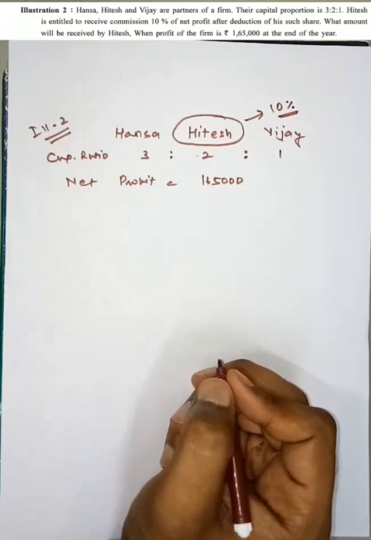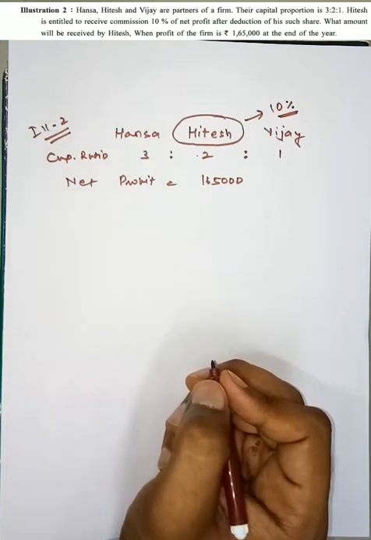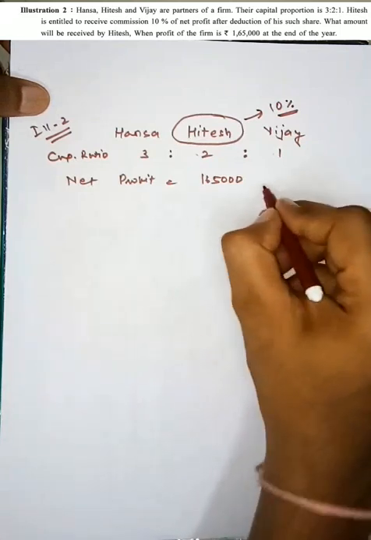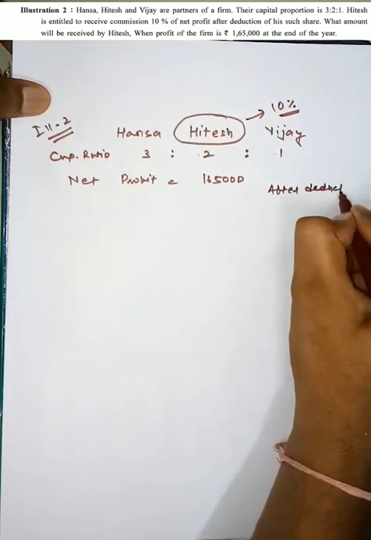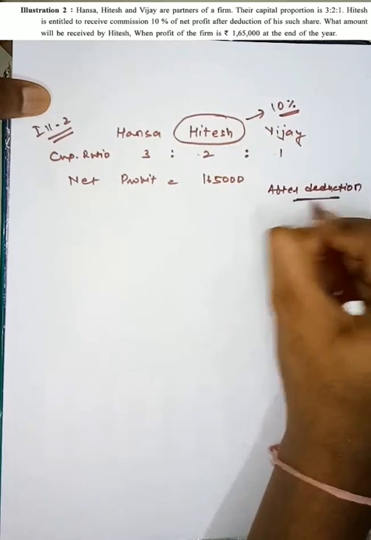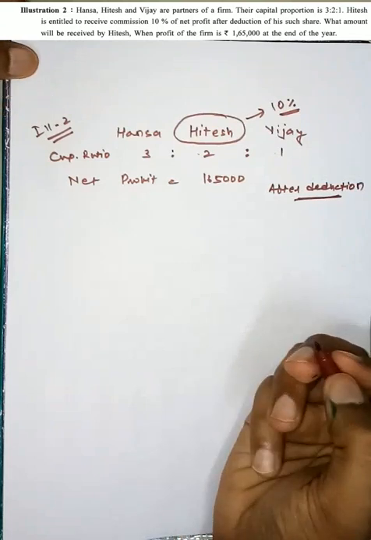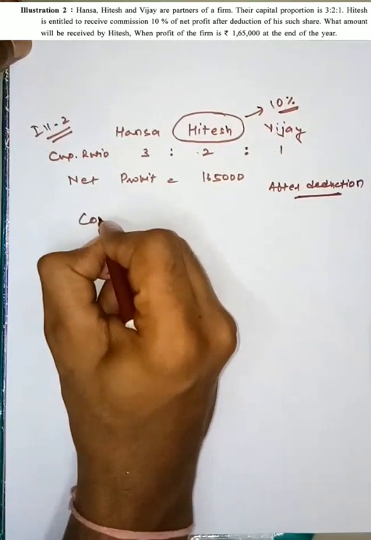Okay, so here see the second line. Hitesh is entitled to receive the commission 10% of net profit after deduction of his such share. After deduction. So when the words after deduction are used, what formula will we follow? That we have already discussed in the second part. In the previous part we have already discussed this thing.